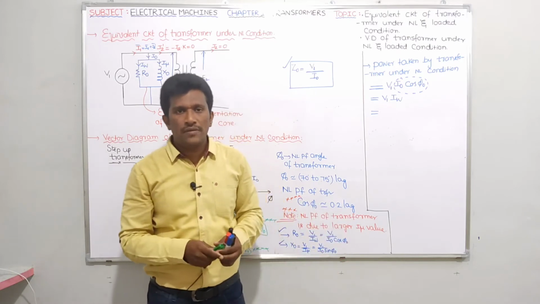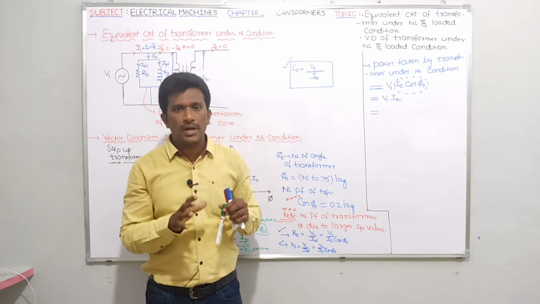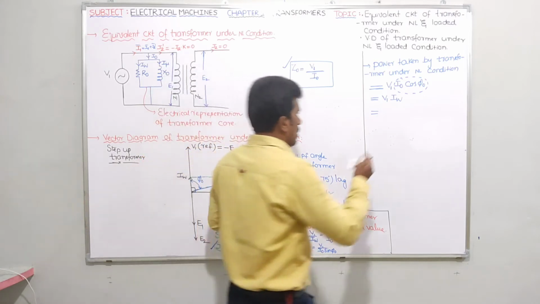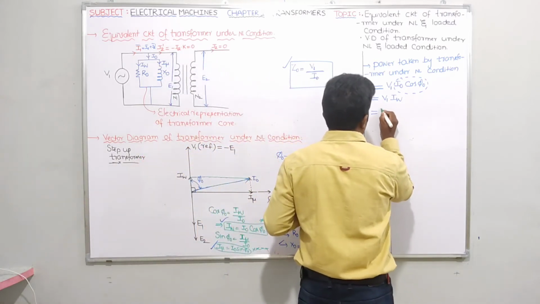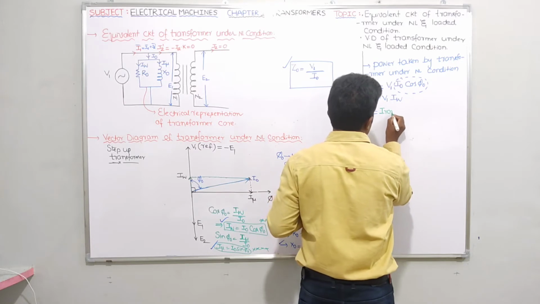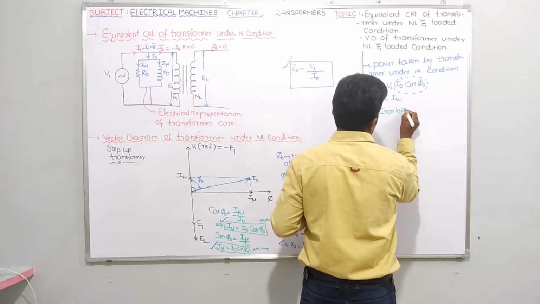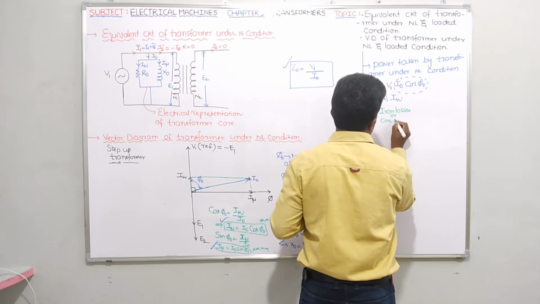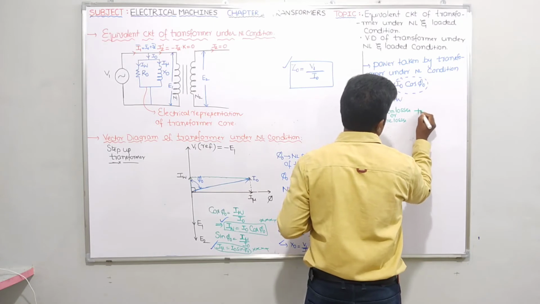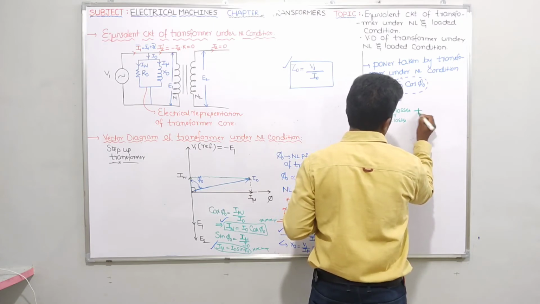Tell me what are the losses we are having generally? Major, I am asking major losses: copper loss and iron losses. Okay, let me write here. Iron losses. What is the other name for iron losses? Iron losses are core losses, plus copper losses.